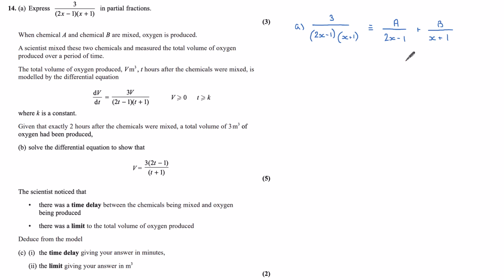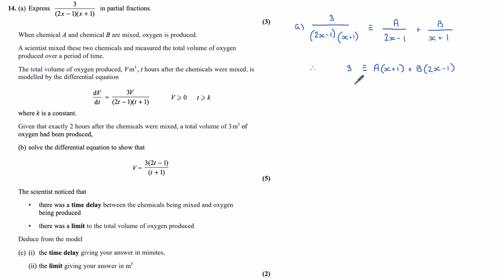Multiplying both sides by this denominator here, the (2x minus 1)(x plus 1), leaves us with 3 on the left hand side being equivalent to, now A multiplied by (2x minus 1)(x plus 1), the 2x minus 1s will cancel to leave me with A lots of x plus 1, and similarly when multiplying the B by (2x minus 1)(x plus 1), the x plus 1 will cancel, leaving B lots of 2x minus 1.